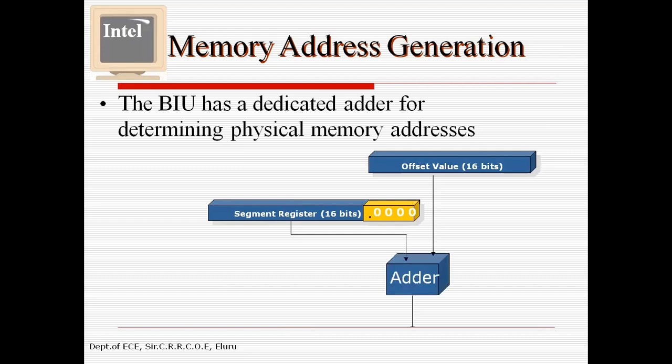And now if you add the offset to that shifted segment address, you will get the 20-bit physical address. So from the offset address and the segment address, we will generate the 20-bit physical address. The segment address is logically shifted left by 4 times, so that the bit position is shifted left by 1 hex digit position. And now if you add the offset address to that shifted value, you will get the 5-digit, 20-bit physical address.